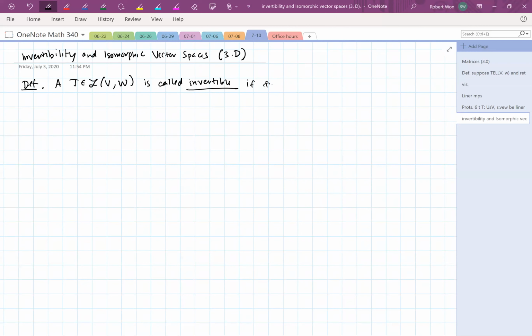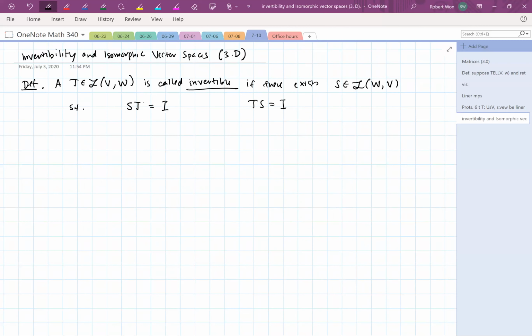Right? So if there exists a linear map S going from W to V, such that if you first do T, then do S, you get the identity, or if you first do S and then do T, you get the identity.